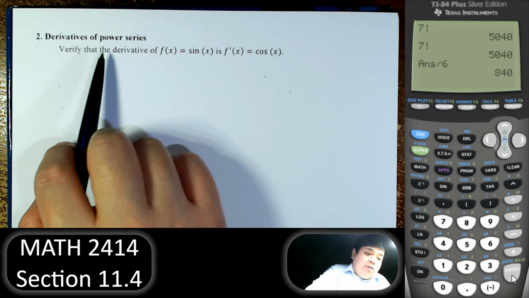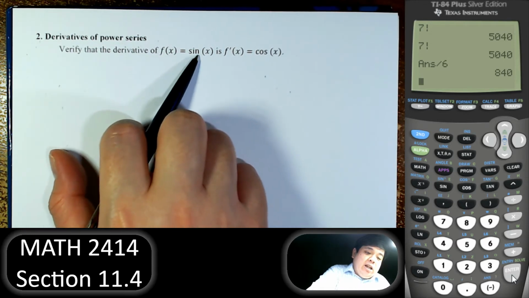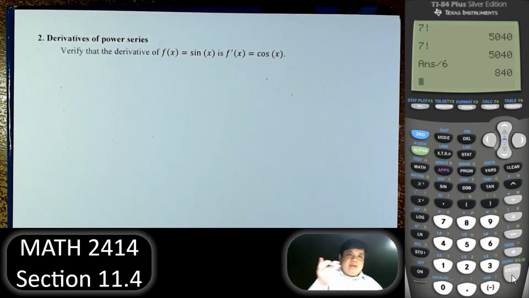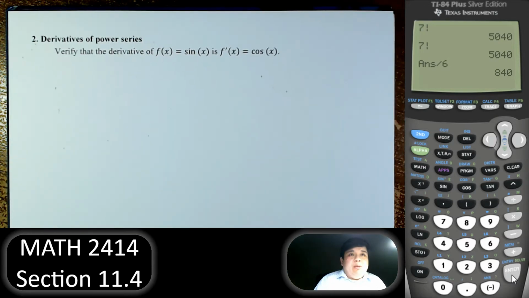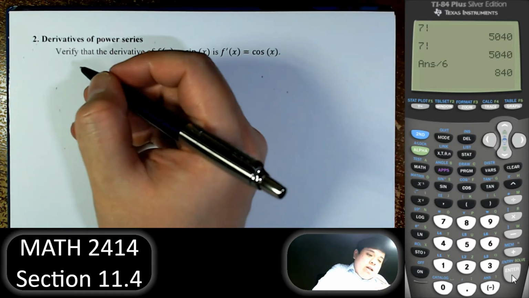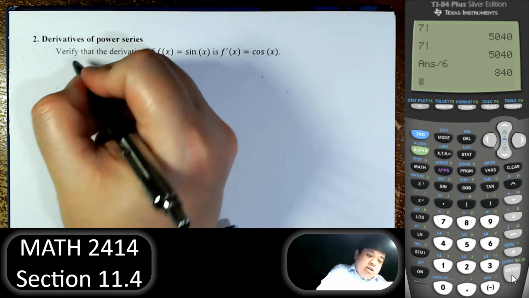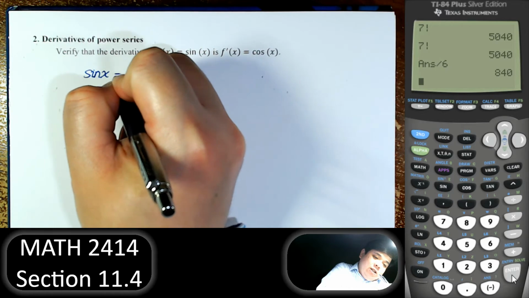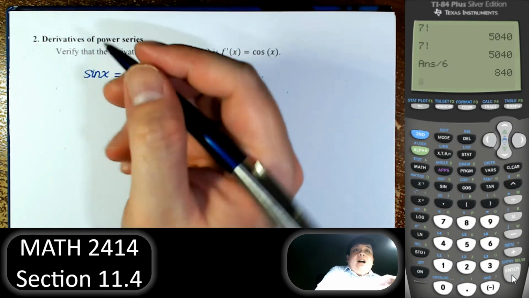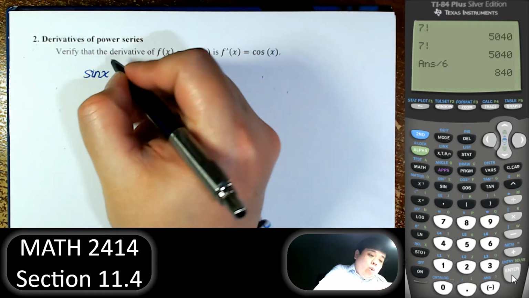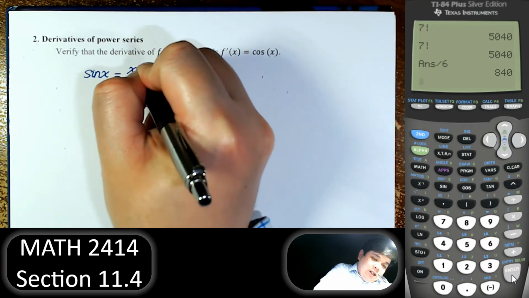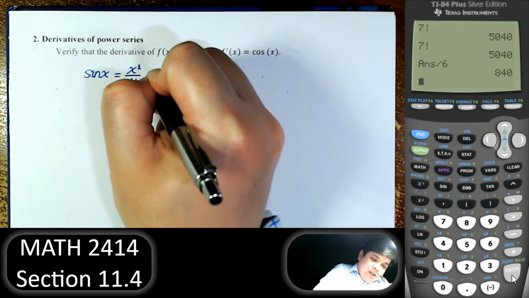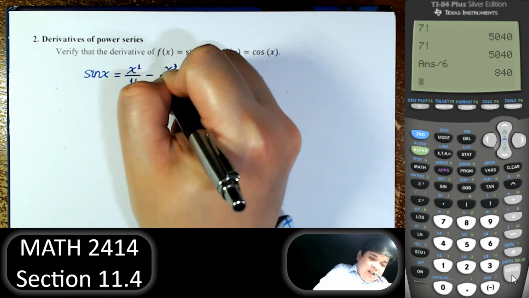now I'll verify that the derivative of f of x equals sine x is cosine x. So show that the derivative of sine is cosine. Simple enough. Right, so let's write out the series for sine of x. Once again, sine x is an odd function. We have all the odd powers over the same factorial, alternating.